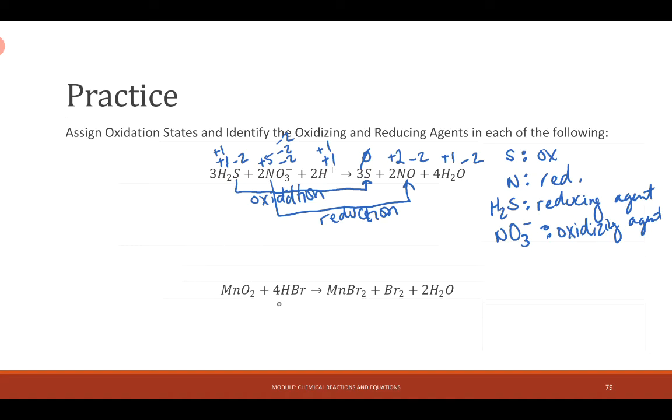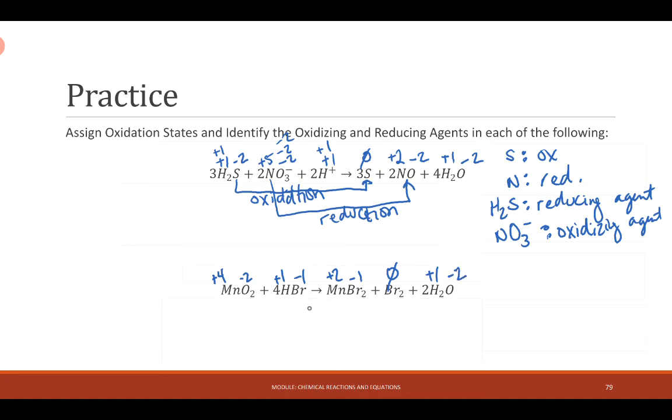Now we have the next one. Manganese here is going to have a 2- for the oxygen. There's 2 of the oxygens, and so that means manganese will be a 4+. Bromine's a -1, hydrogen's a +1, bromine's a -1, so manganese will have to be +2. Bromine's by itself, so it's a 0. Oxygen is a 2-, and then hydrogen's a +1. Typically for oxidation states, you put the direction before the number.